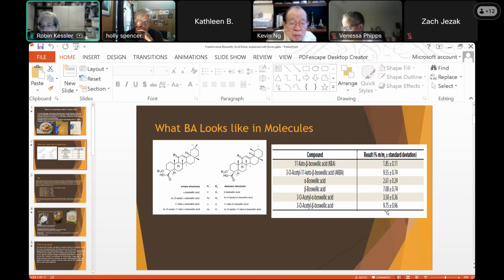And when you add this up, you get the total AKBA. So you can see all the different components that are in here. And when it's all added up, all these figures add up, and that gives you the total Boswellic acid in whichever one was used.